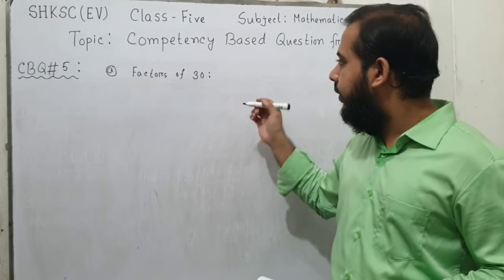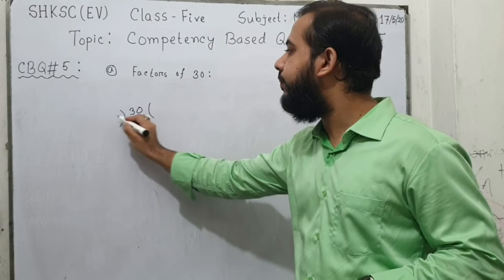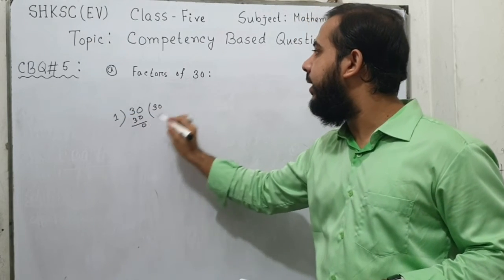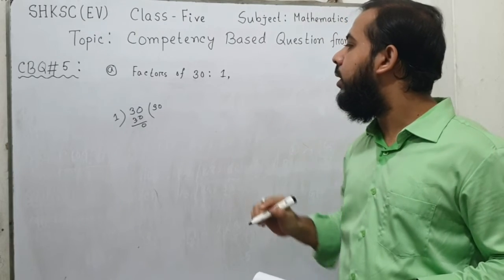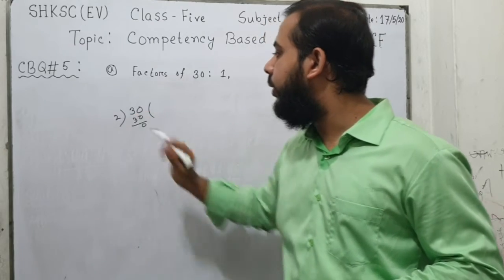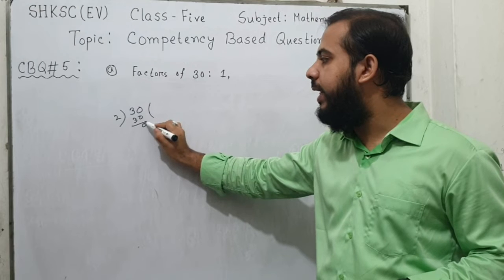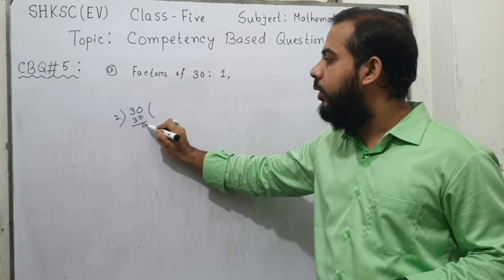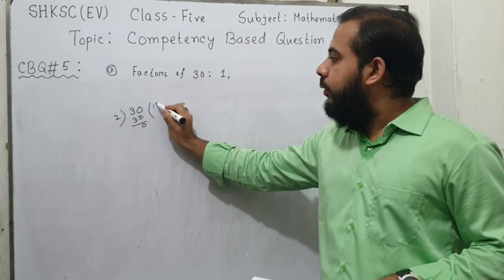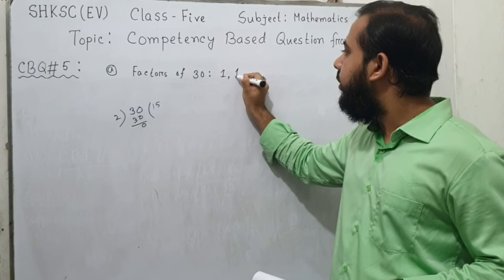That is, 30 is divisible by 1, since 1 times 30 is 30, so 1 is a factor. Again, if we divide by 2, we can divide without any remainder. There cannot be any remainder. The remainder must be 0. So if we divide 30 by 2, we get 15.